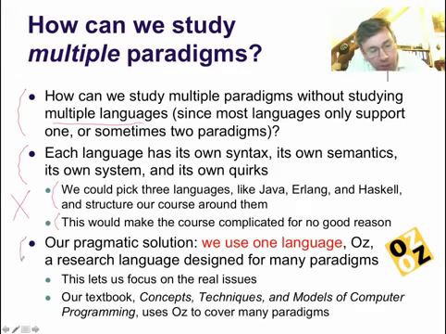We are going to use another approach based on research that has been done in the last 20 years. We're going to use one language, a research language called Oz, designed to support many paradigms. So this is 20 years of work by an international community of researchers in programming language design and implementation. And we have written a textbook, Concepts, Techniques, and Models of Computer Programming, that uses Oz to cover very many paradigms. So the point of the course is not really to learn Oz. We hope that Oz will, in some sense, get out of the way so we can focus on the paradigms and how they can be combined.